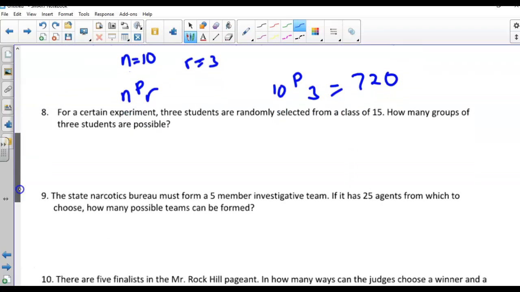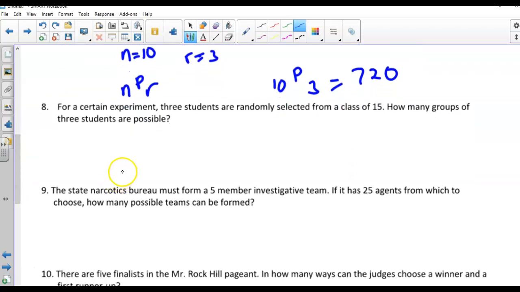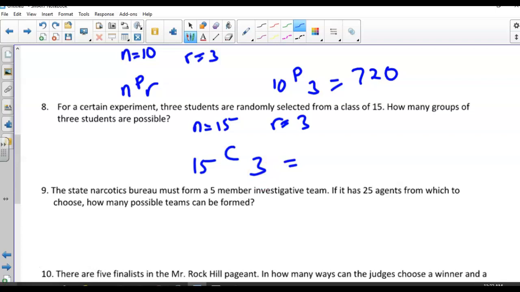All right. Number 8, right here it says, for a certain experiment, 3 students are randomly selected from a class of 15. How many groups of 3 students are possible? So right here, I'm just choosing 3 students for a group. The order doesn't matter. It's not first place, first, second, third. It's not president, vice president, treasurer. It's none of that. It's just, I need a group of 3. So N is 15, R is 3. So this is going to be 15 choose 3.